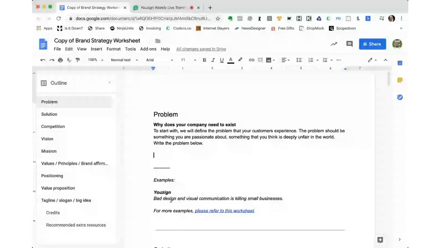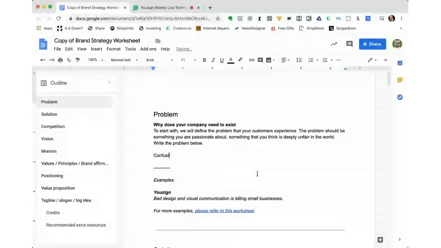Obviously, bad design and visual communications are killing small business. There's a whole bunch of examples of this, but the truth is, bad design and visual communications are killing small business. For me, and we used my business as an example last week, one of the things that I think is deeply, deeply unfair in the world, and I'm going to write this out, so I have to stop talking in order to write it out because I can't type and talk at the same time.